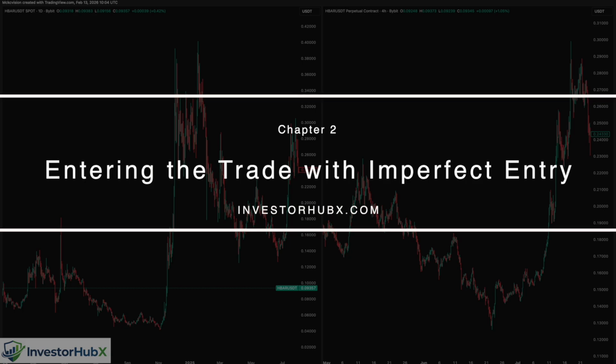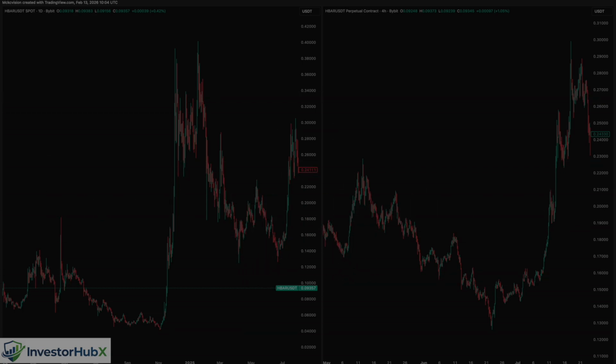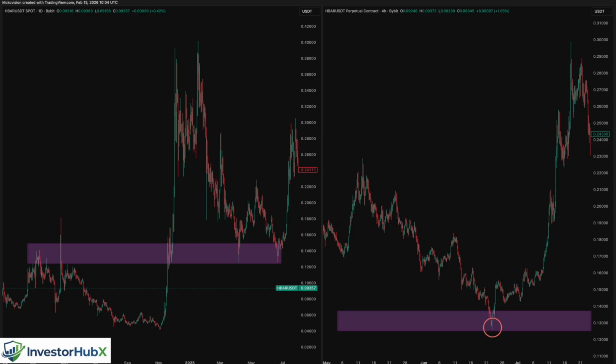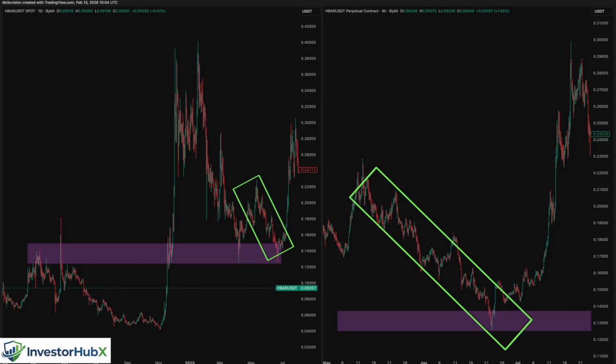So how do we solve the problem of imperfect entry? We solve it using multi-timeframe analysis. On the left, we have Hashgraph on the daily time frame. On the right, we have the 4-hour time frame. Now notice something important. The key level zone on the daily chart corresponds to the key level zone on the 4-hour chart. Same key level. Same overall downtrend structure. This is not random.